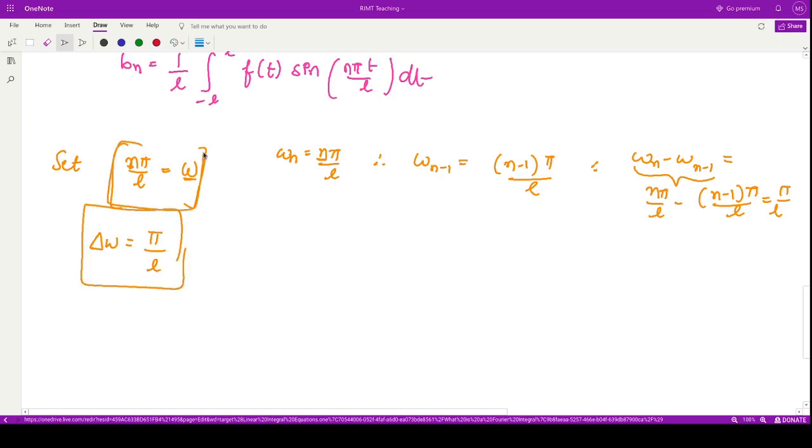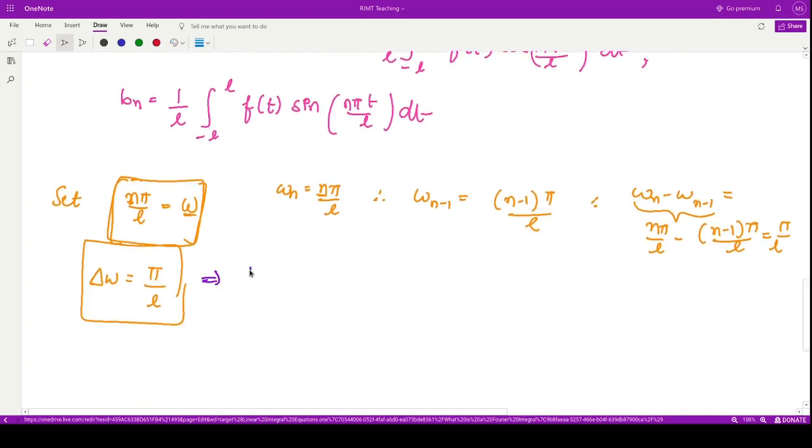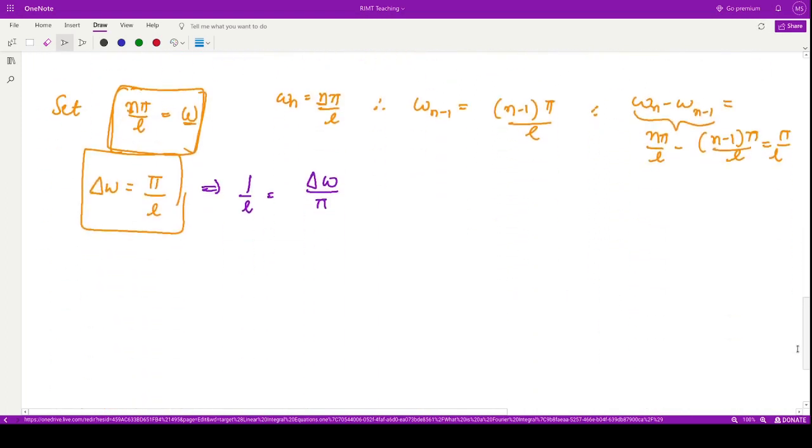So we have these two terms. Now I can substitute these two values in the above expression for f of x. Whenever I see n pi by L, I will replace it by omega, and pi by L would be replaced by delta omega. In other words, I could replace 1 by L with delta omega divided by pi, into the given coefficient values. So this term, and this term. Let me do that quickly.